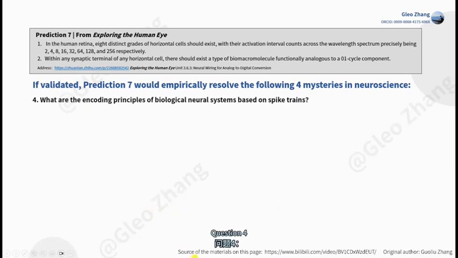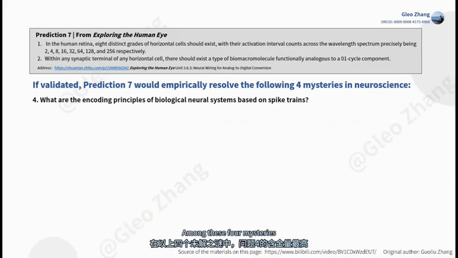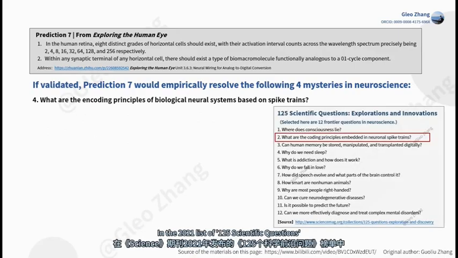Question 4. What are the encoding principles of biological nervous systems based on spike chains? Among these 4 mysteries, this one holds the greatest significance, as it is one of the most pressing core questions in neuroscience. In the 2021 list of 125 scientific questions published by the journal Science, this problem ranks second among the 12 frontier challenges in neuroscience.